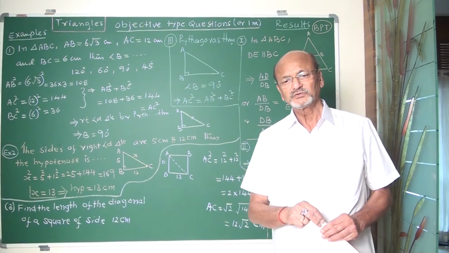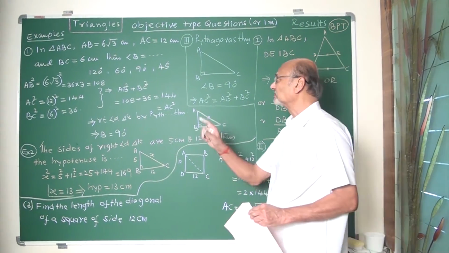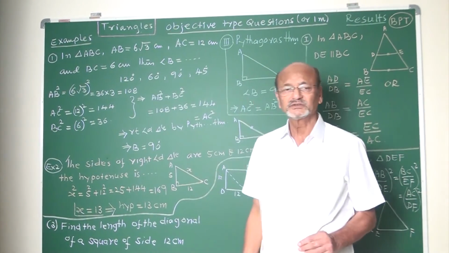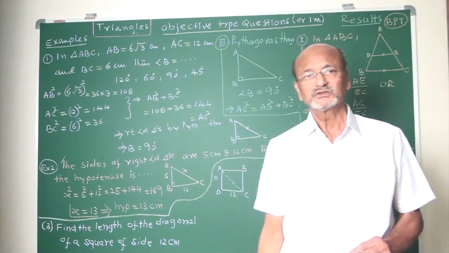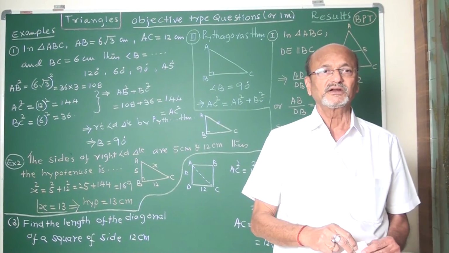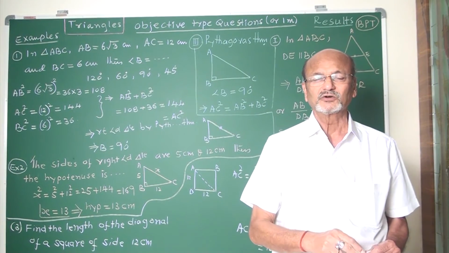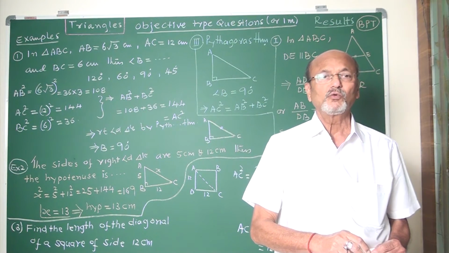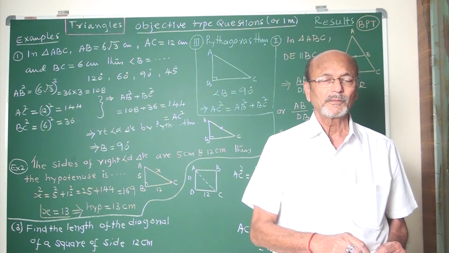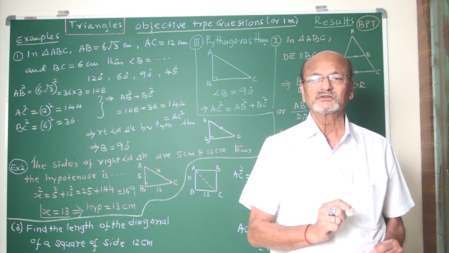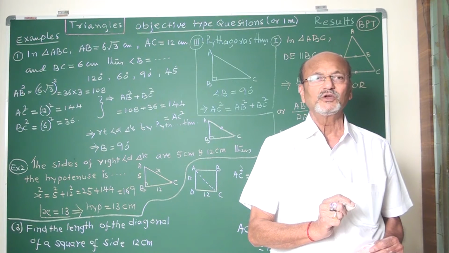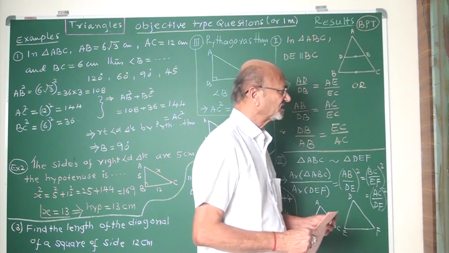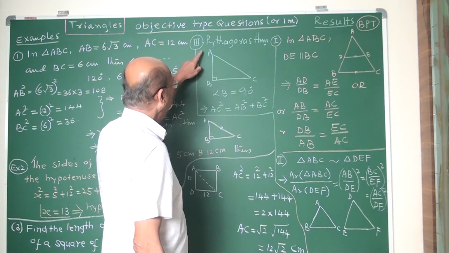My friends, in the previous video we have almost completed the triangles. The last thing I did is the Pythagoras theorem, its converse, and examples based on the Pythagoras theorem and its converse. I selected almost all the good examples from Exercise 2.5 and did them. Lastly, I feel like doing objective type questions. So, based on all the results, I have done the Pythagoras theorem.